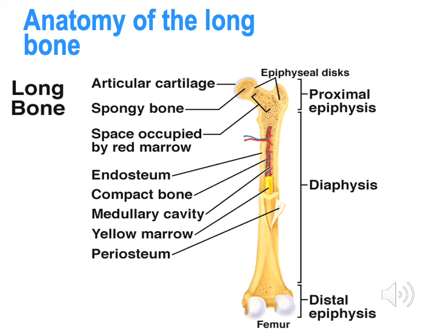Now, within that long bone, we have sections of spongy bone and sections of compact bone. The compact bone forms most of the diaphysis, so the shaft of the bone. The spongy bone is found in those ends in the epiphysis. It is within the spongy bone, or the gaps within the spongy bone, where red bone marrow is formed. And if you remember from earlier, it's within the red bone marrow where our blood cells are formed. Okay, and we'll look specifically at compact and spongy bone on the next slide.